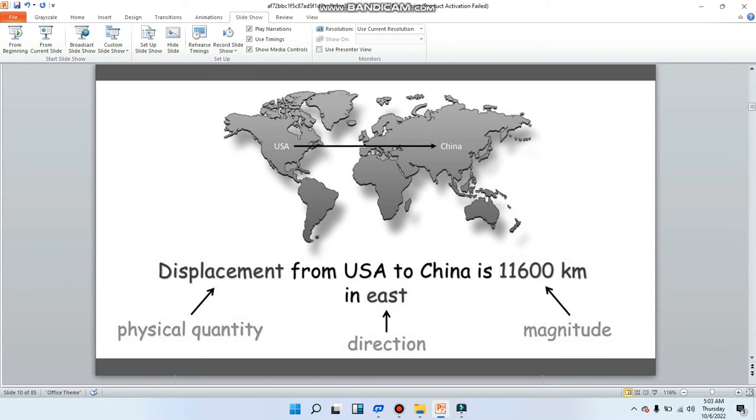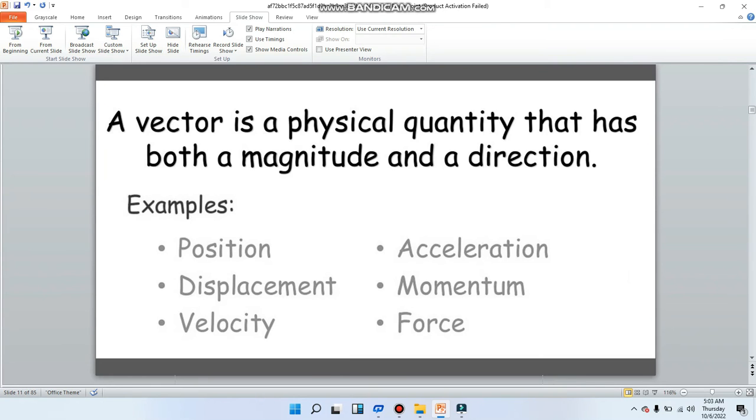Displacement from USA to China is 1,60,000 km in east. Physical quantity है displacement, east direction है, 1,60,000 km is magnitude. Vector is a physical quantity that has both magnitude and direction. For example, position, displacement, velocity, acceleration, momentum and force.